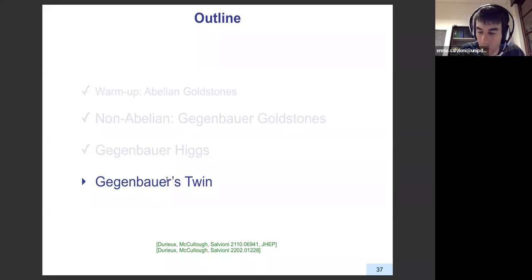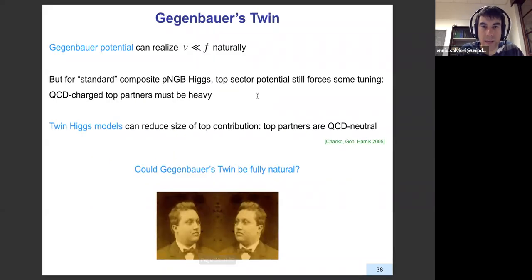This is why we rehearse the story in the twin Higgs context. So this is already what I said. The Gegenbauer story can do V much smaller than F naturally in principle. And twin Higgs models can reduce the size of the top contribution because they have, by construction, QCD-neutral top partners. So the idea was perhaps we can marry the two and get a theory that is fully natural for electroweak breaking. That was the point.